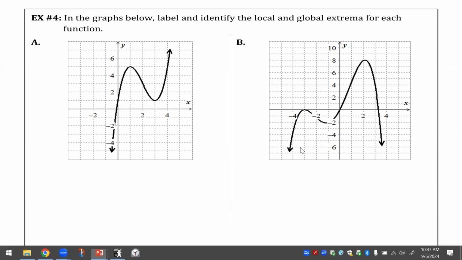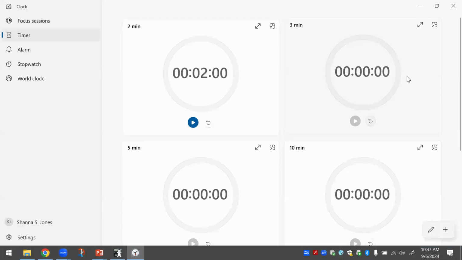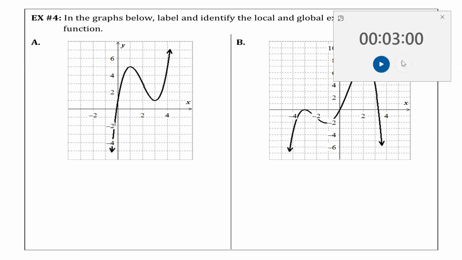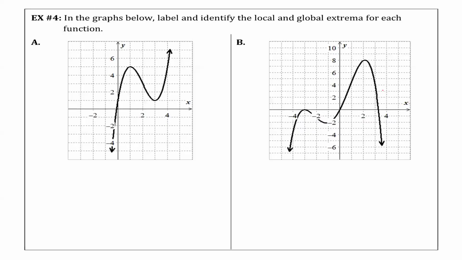Just identify, where is it? Yes, there will be. All right, so here we go.